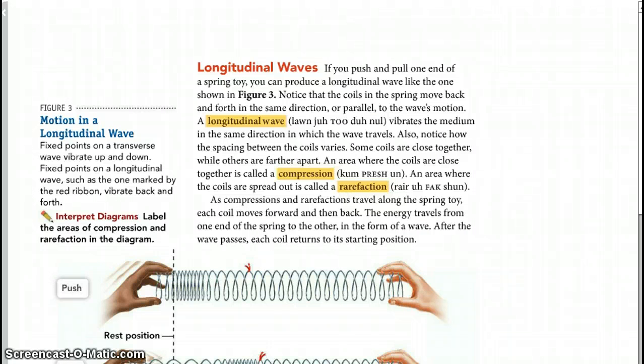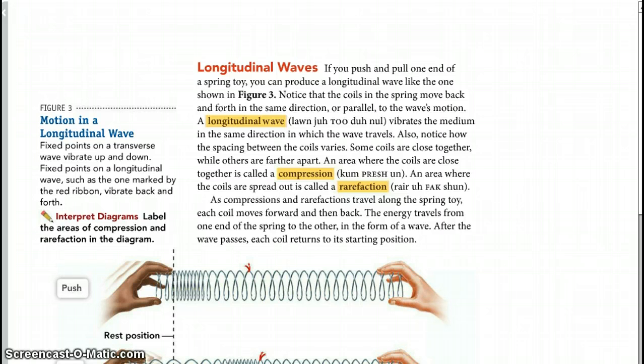Longitudinal waves. If you push and pull one end of a spring toy, you can produce a longitudinal wave like the one shown in Figure 3. Notice that the coils in the spring move back and forth in the same direction or parallel to the wave's motion. A longitudinal wave vibrates the medium in the same direction in which the wave travels. Also, notice how the spacing between the coils varies. Some coils are close together, while others are far apart.